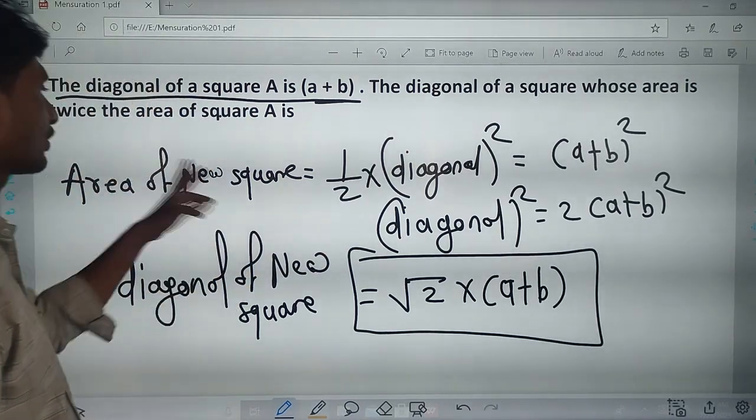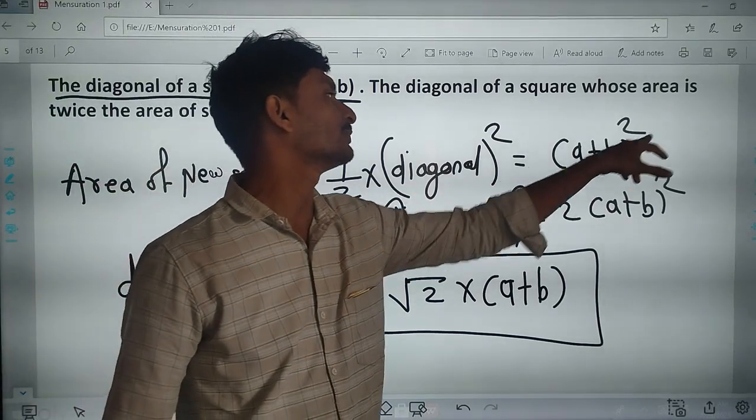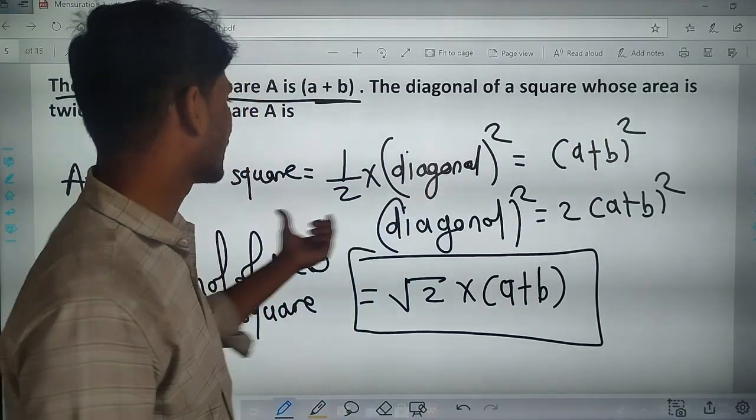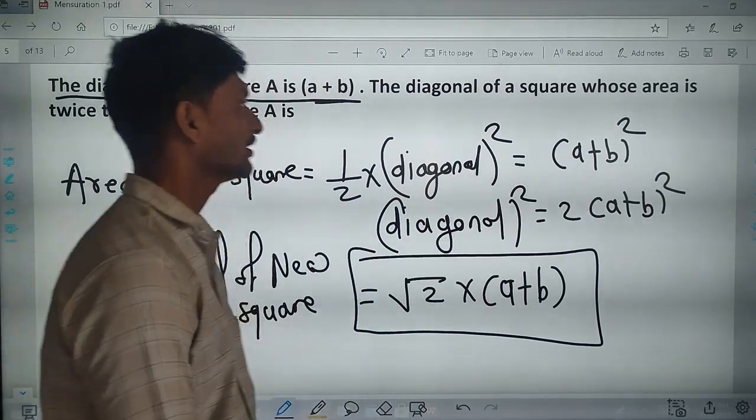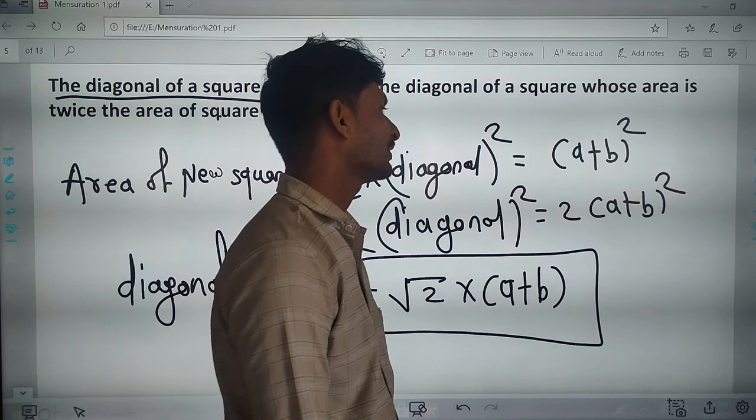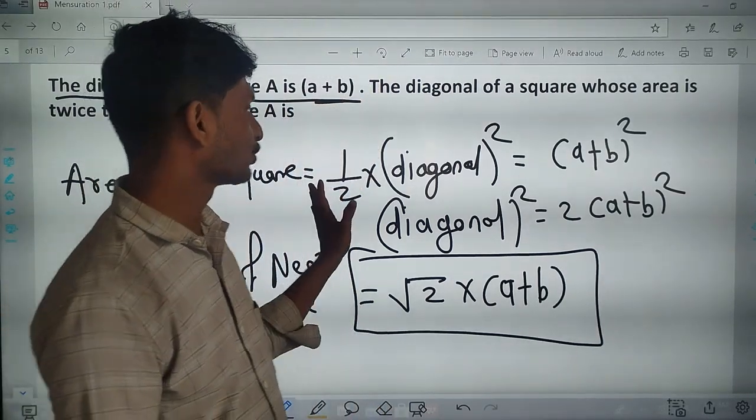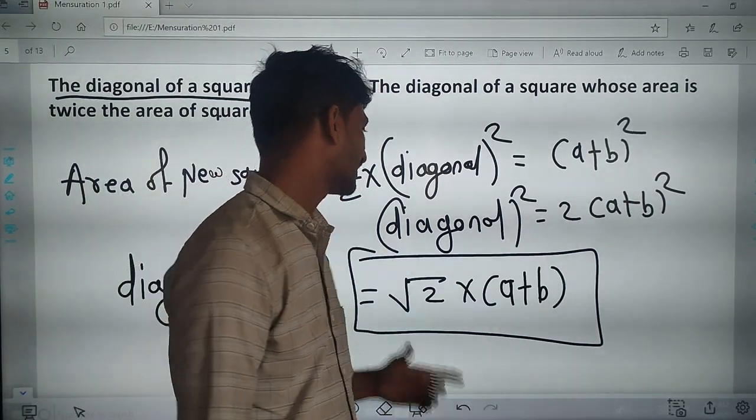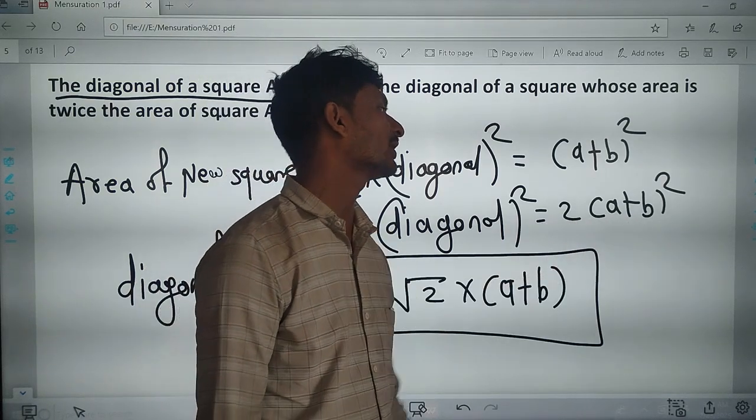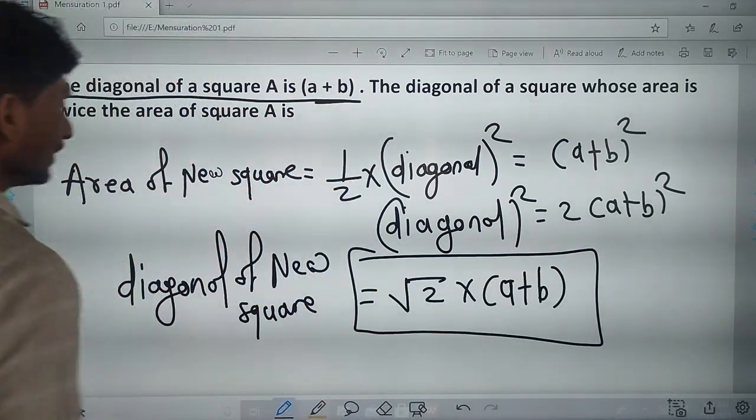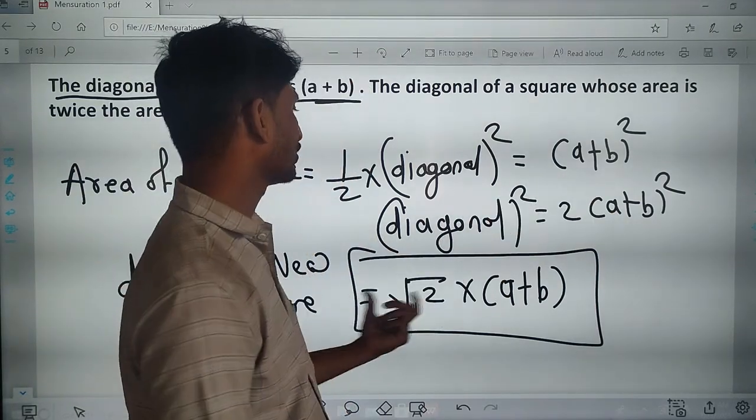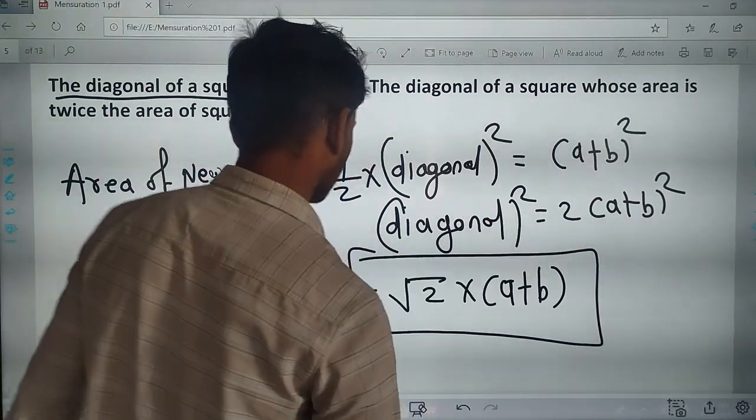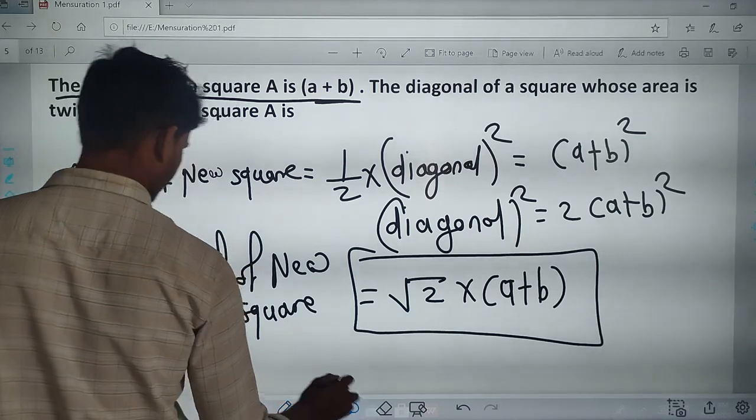Then we find the area of the new square, that is (a plus b) whole square. Then we write the equation: half into diagonal square is equal to (a plus b) whole square. Then here 2 is divided, here it comes as multiple. Then diagonal square is equal to 2 into (a plus b) whole square. We take the square root on both sides. Then diagonal is equal to root 2 into (a plus b).